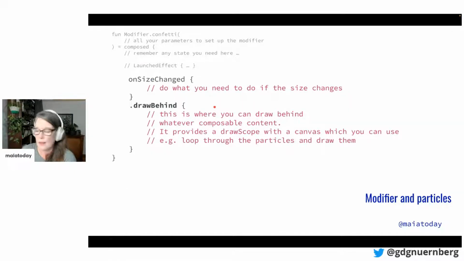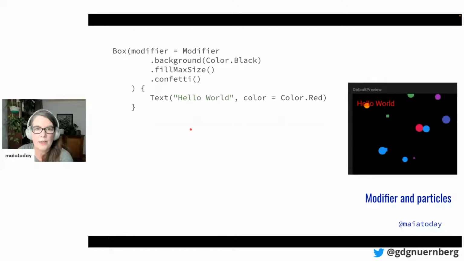And then further down, there's a method called draw behind. What this will do is draw whatever you put inside here behind whatever's on the composable. And inside this draw behind, typically you would loop through all the particles and call their draw function, because in here you get a draw scope and you can actually draw on the canvas. So that's just briefly the code to make the confetti modifier. And how would you use it? You would literally just add it as a modifier. So there's a box, and the modifier's got a confetti modifier, and I've got text here. So this is not animating now, but these pieces would float around behind this red text.